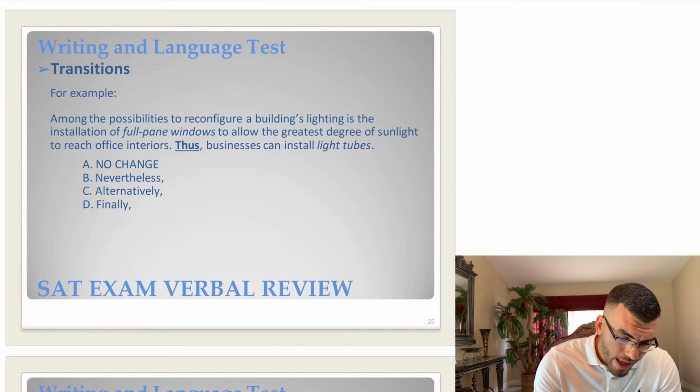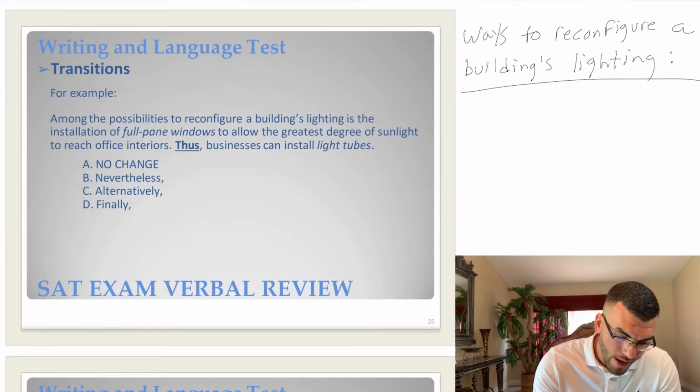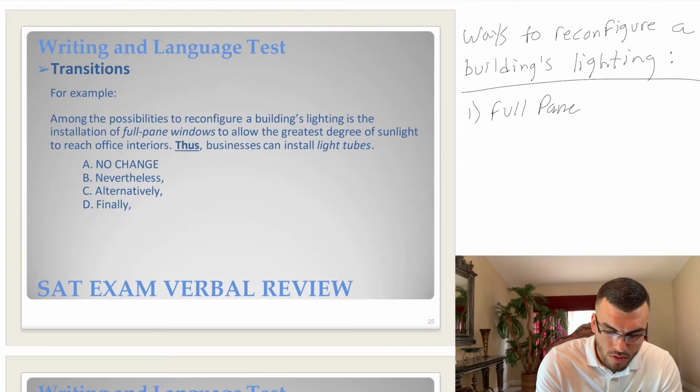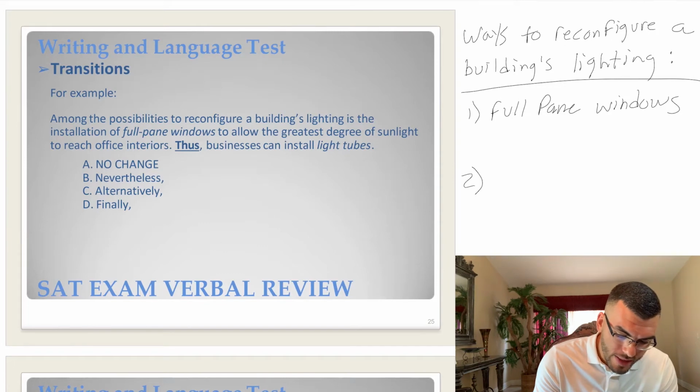So we have the ways to reconfigure a building's lighting. What are some of the ways to reconfigure a building's lighting? We have full pane windows, to allow the greatest degree of sunlight. We have our transition word. Then we have light tubes.